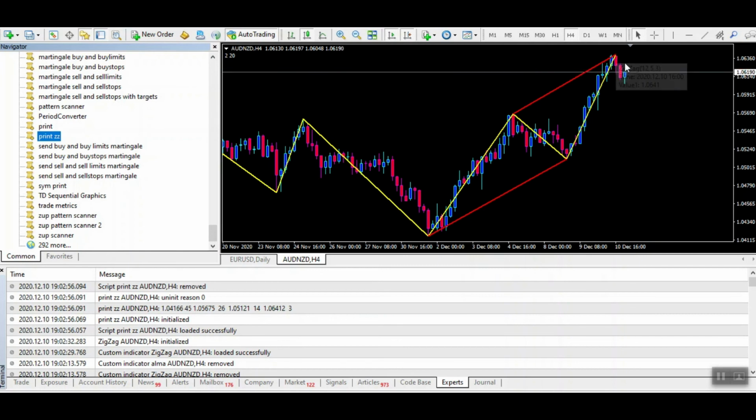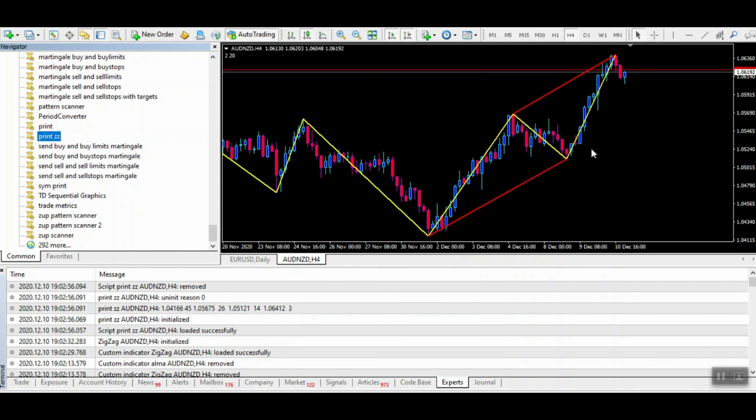Now, zigzag 1.0641, and it's 3 bars back. This point is 14 bars back. This point, I might be 1 bar off on this, that's 26 bars back. And this one right here is 1.0417. You see 1.041, and it rounded it up to 7, and it's 45 bars back. The only reason you need the bars back is so you can draw these lines.